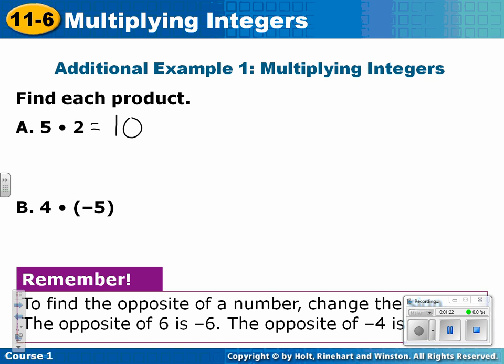The next one. Count up the number of negative symbols. How many are there? 1. Is 1 odd or even? 1 is odd. So, if I have an odd number of negative symbols, my answer is going to be negative. And 4 times 5 is 20. That's all. All you have to do is count up the number of negative symbols. If you have an odd number, your answer is going to be negative. If you have an even number, your answer is going to be positive.